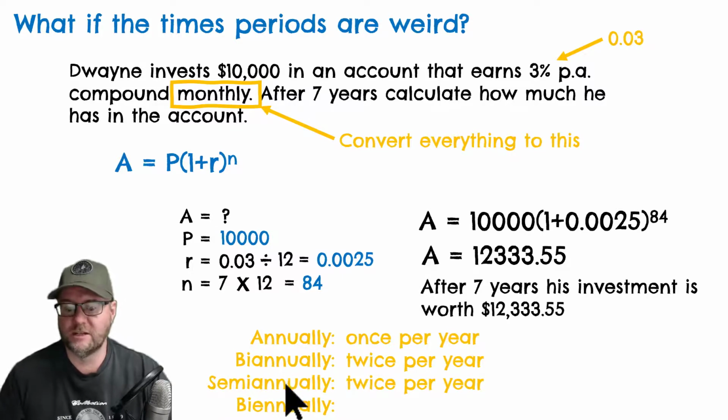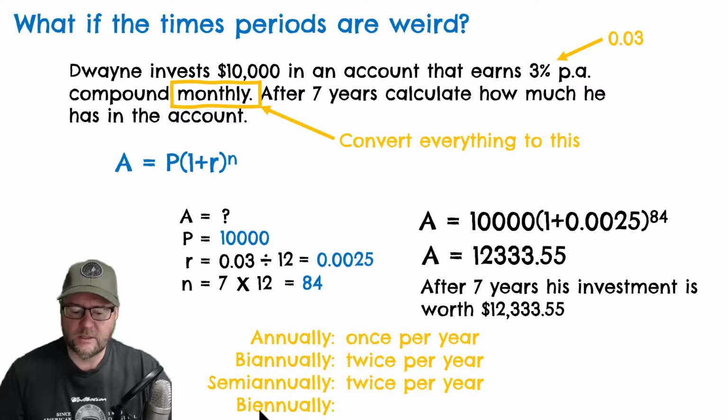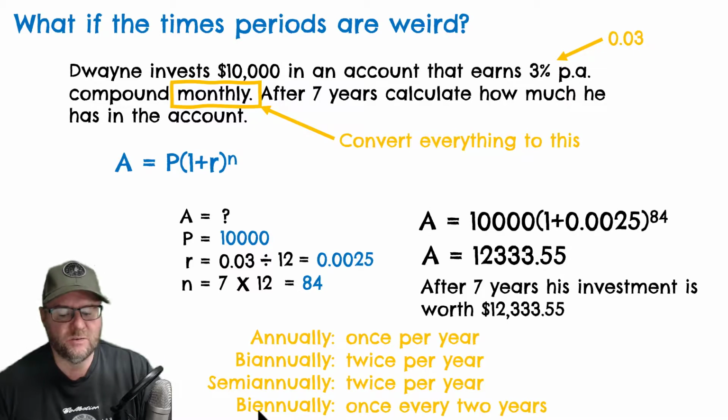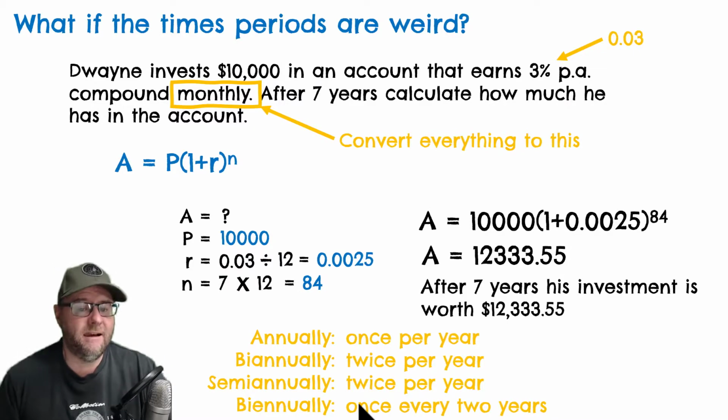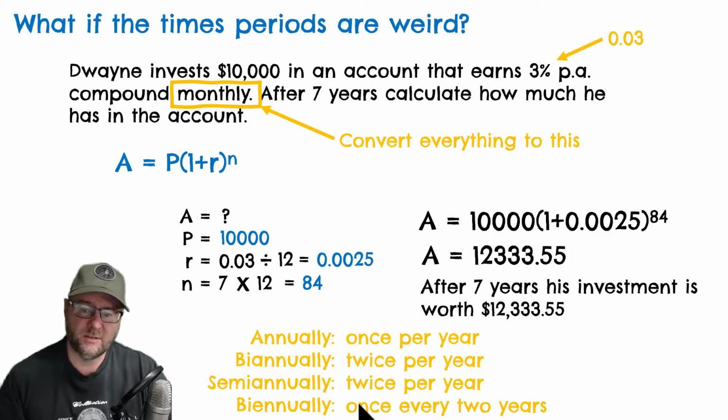They are what we call synonyms. They're the same. There are different words for the same meaning. Biannually and semi-annually. This one's rare and you won't see it very often. Biennially, with an E instead of an A, means once every 2 years. Okay, that is how we do compound interest if the time periods just don't match up. Good job, well done.